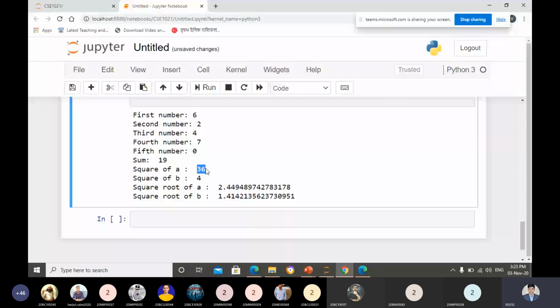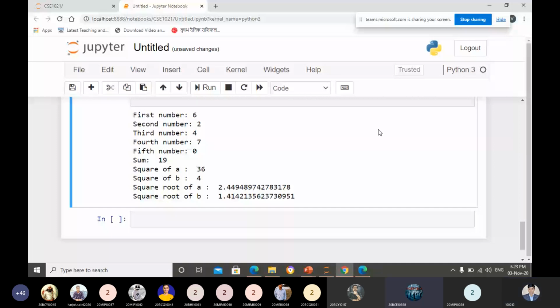Square of the second value, that is B, we got the 4. Now square root of A, that is 6. Square root of 6 will be 2.44, and square root of 2 will be 1.44. So all answers are correct. Now is it clear to all? This example is a very simple example.